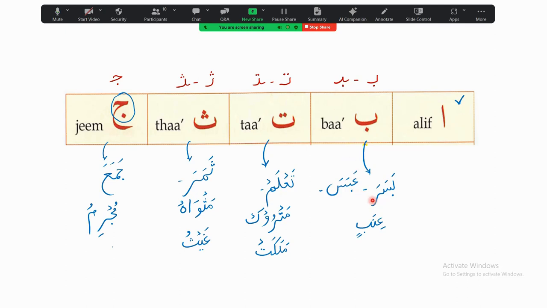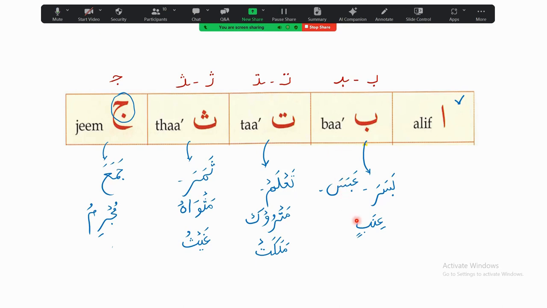So let's do the example of words here. The first word here is basara. In this word, at the start, there is the letter ba. The shape is like this form, right? There is just this first portion of ba. The ba is cut. We just cut the shape of the ba and the dot as well with it, and that is the shape the ba has here. So we say basara. In the next word here, we see the position of the letter ba in the middle: abasa. Ba is in the middle, so that is why ba will take the shape like this, right?